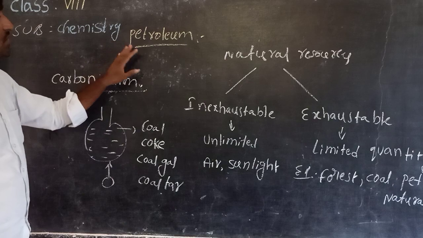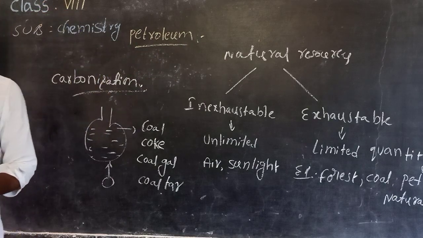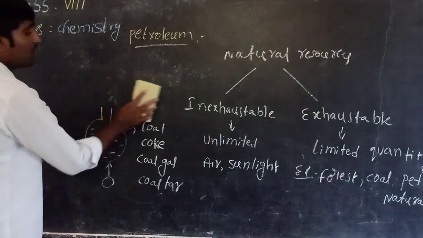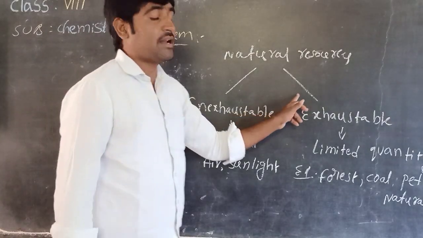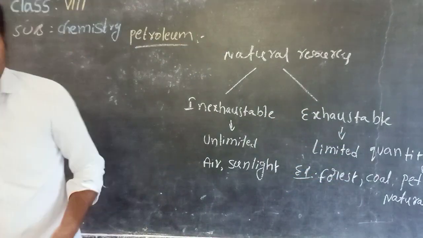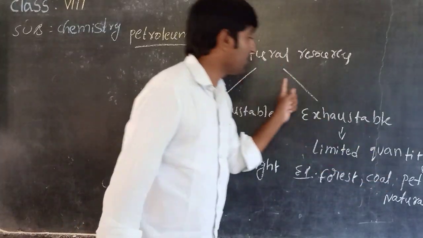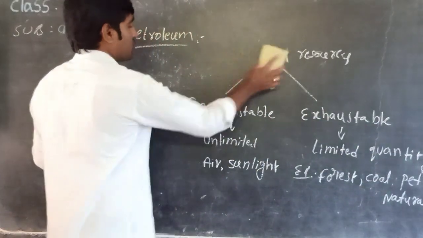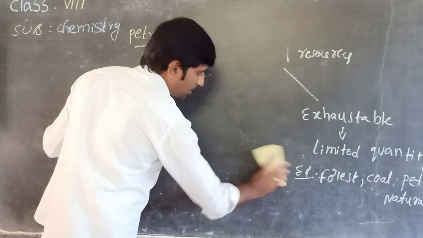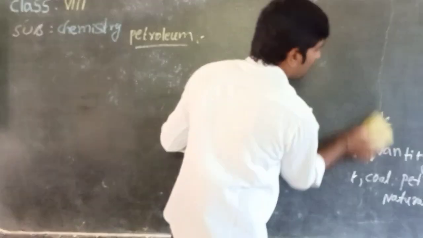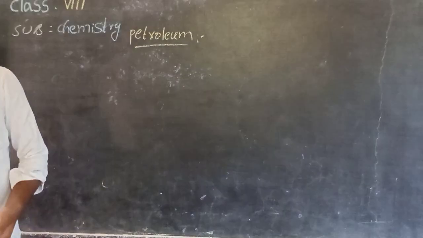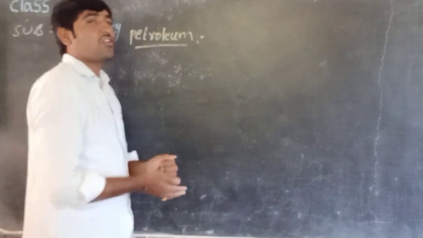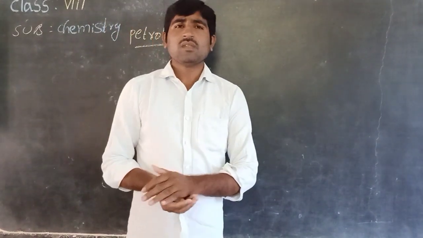Now it is time to discuss petroleum. So what is petroleum? Petroleum is also one of the exhaustible natural resources. Yes or no, children? Petroleum is also one of the exhaustible natural resources. Then how is petroleum formed and for what purposes are we using petroleum? About that, now we are discussing. Okay, children? Petroleum is a fuel.